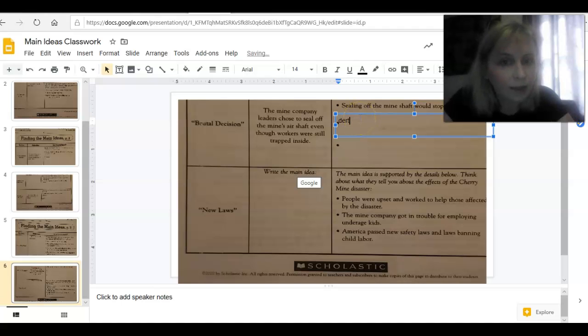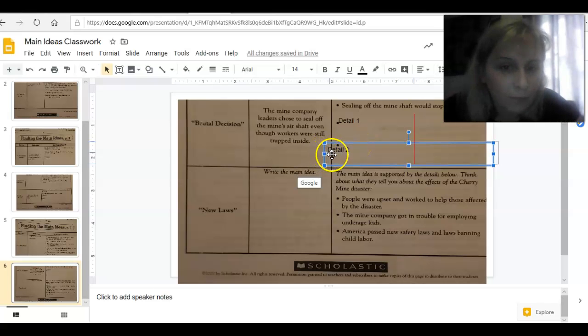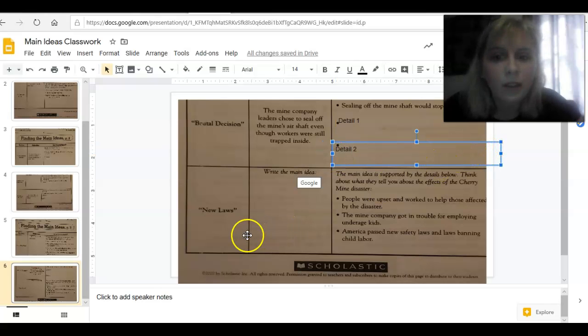I don't know why I can't type today. Detail 1, detail 2. My computer has this lag going on. I think that's part of my problem.